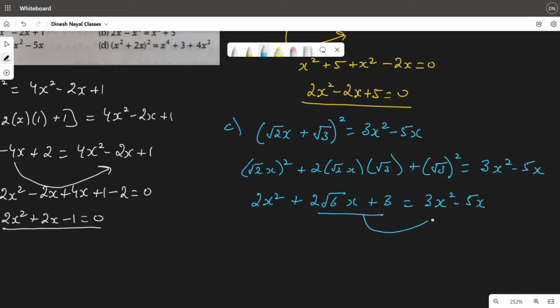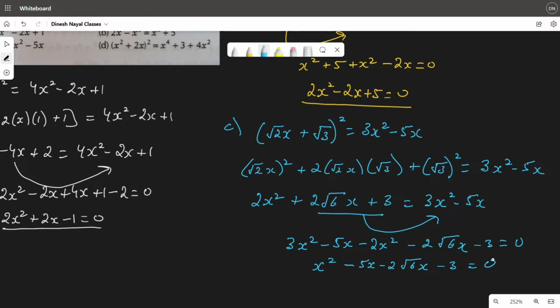Now see, taking all these terms towards the right hand side, this will be 3x square, writing this as minus 5x, and this will be minus 2x square. This will also be negative, minus 2 root 6x minus 3 equals 0. So now see, 3x square minus 2x square is x square. Now from here you write minus 5x minus 2 root 6x minus 3 equals 0.